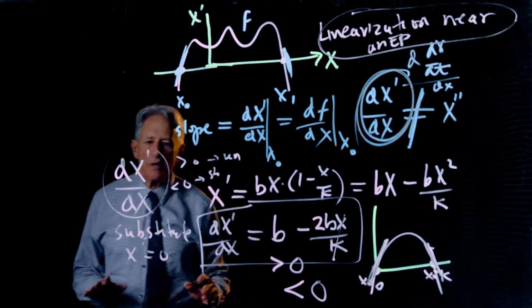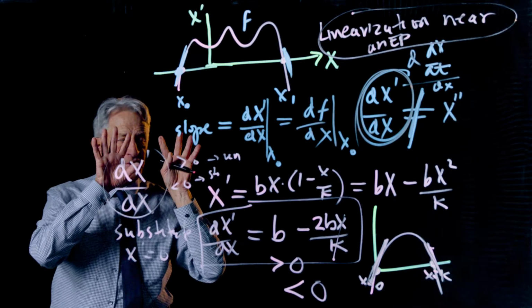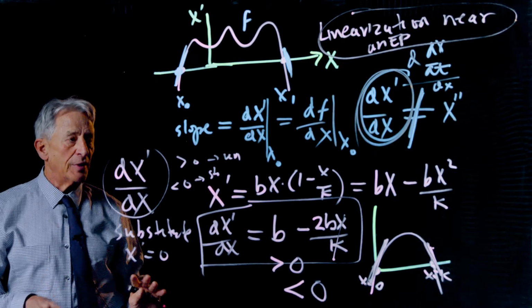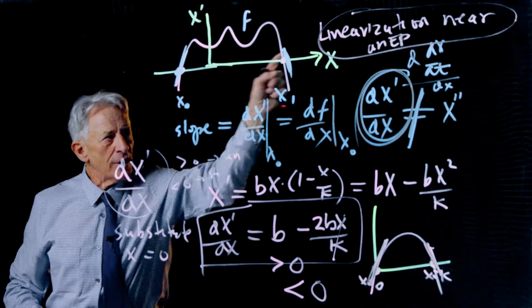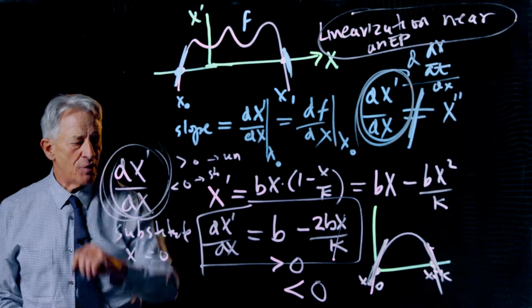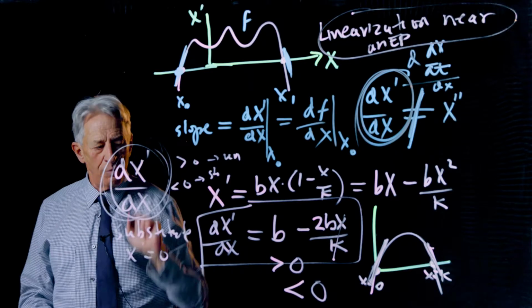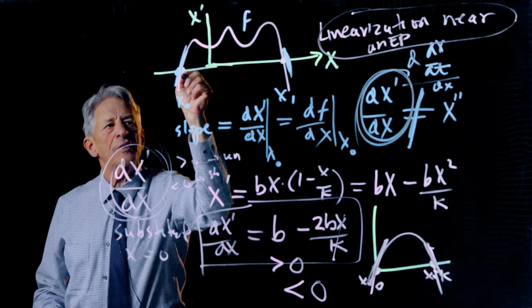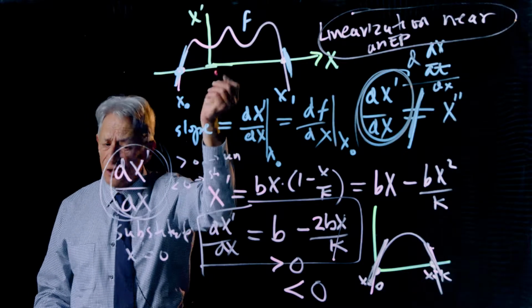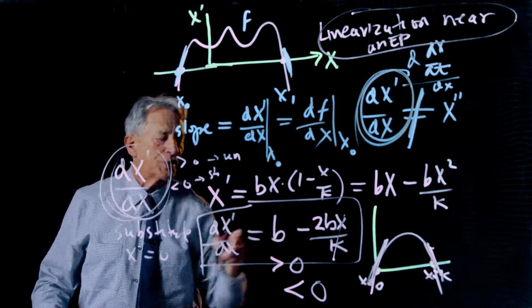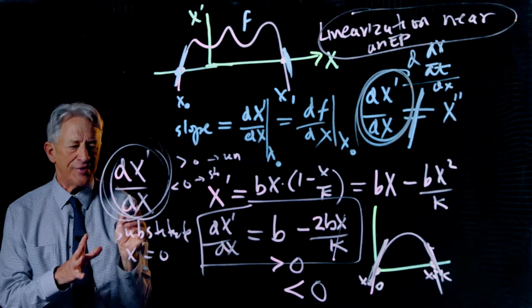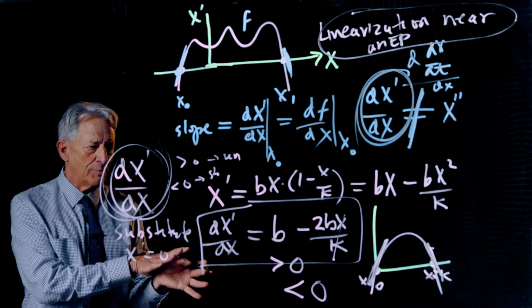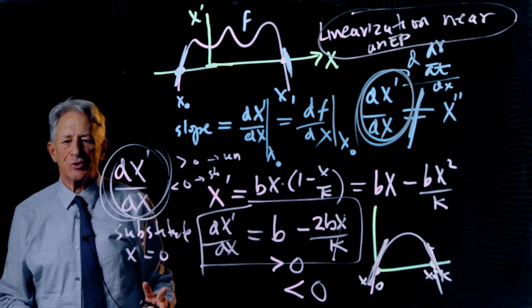And so it's telling us that we can find the stability of the equilibrium point by finding the linear approximation, which is dx prime/dx, taking the slope of that linear approximation, knowing that the slope of the linear approximation is the same as the slope of the curve, and therefore being able to conclude whether it is a stable or unstable equilibrium point just from the algebra.